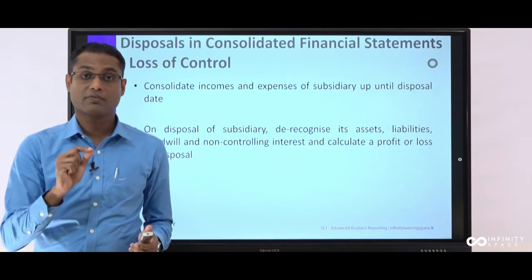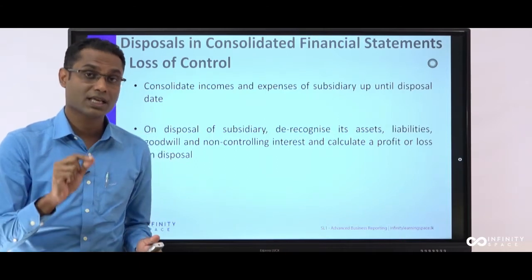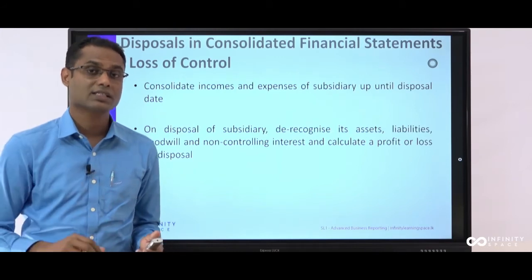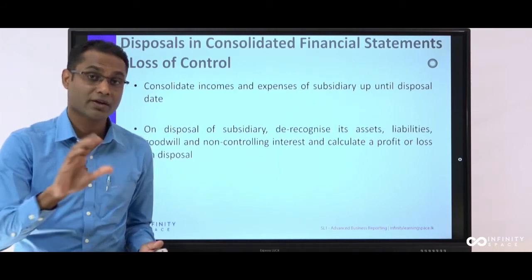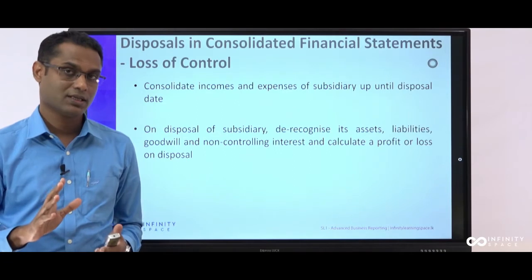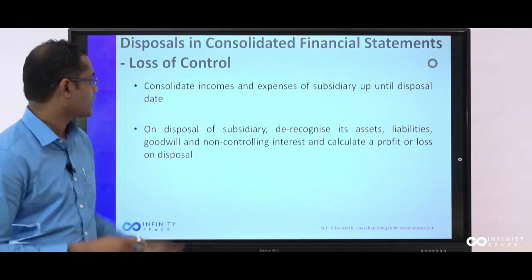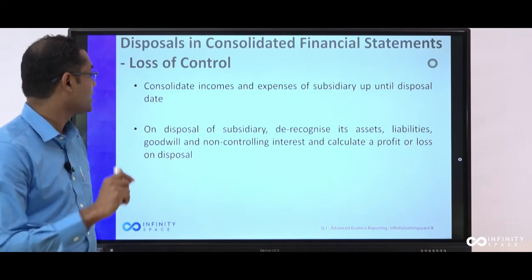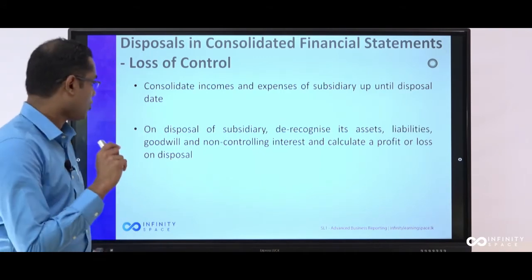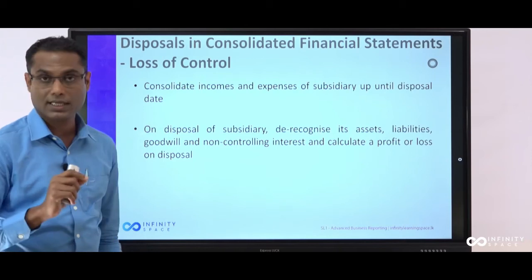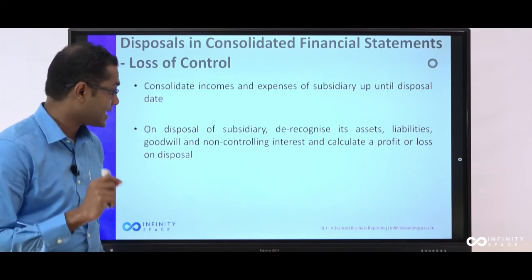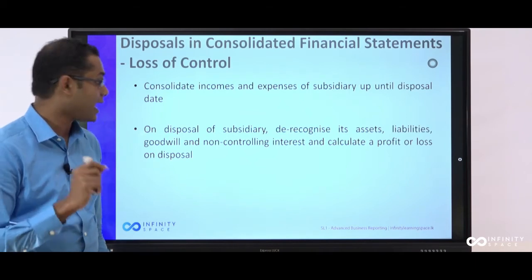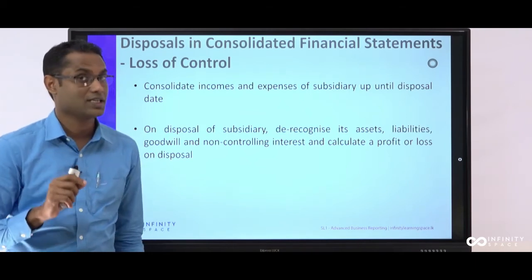And third, if the disposed subsidiary has a non-controlling interest, that non-controlling interest balance also you should derecognize at the date of disposal, right? So consolidate the income and the expenses of the subsidiary up until the disposal date. On disposal of the subsidiary, derecognize its assets, liabilities, goodwill and non-controlling interest and calculate the profit or loss on disposal. Okay.